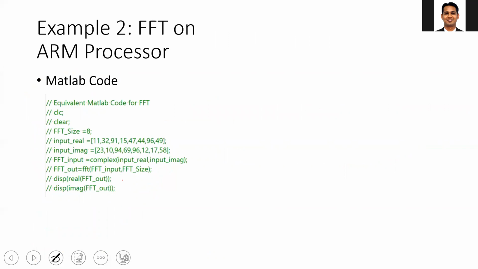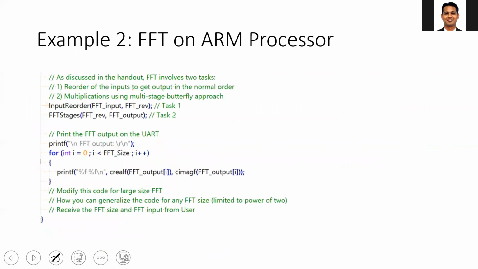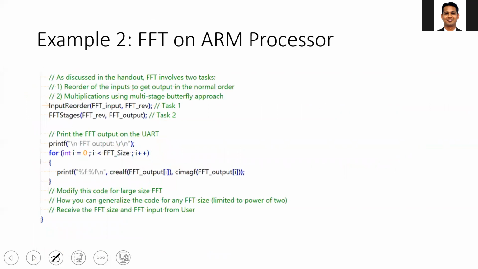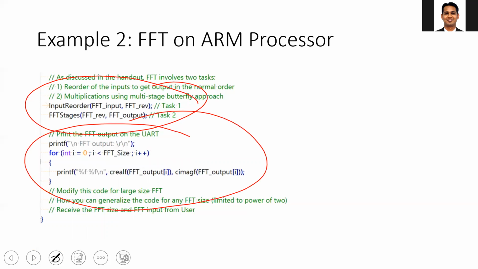Okay, this slide is slightly jumbled up. So this is the corresponding MATLAB code if you want to verify your functionality with the MATLAB code. Then once I do the FFT, I need to do 2 steps. You can see that I'm doing 2 tasks. First is the input reorder, and the second is the actual FFT operation. And then the output of the FFT I am displaying on the UART again.